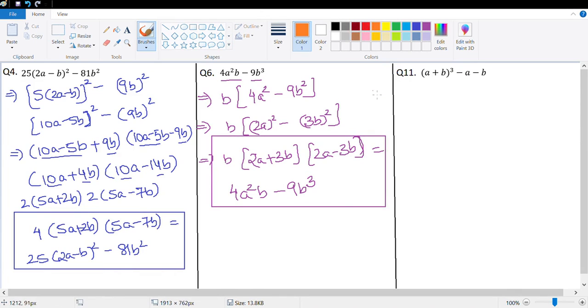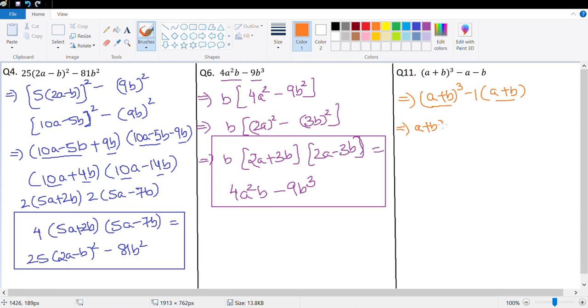It says (a plus b) the whole cube minus (a minus b). So this is (a plus b) the whole cube minus, if I take negative 1 common, what I am left with is (a plus b) inside the bracket. So now between these two terms, (a plus b) is common. Let's take (a plus b) common.